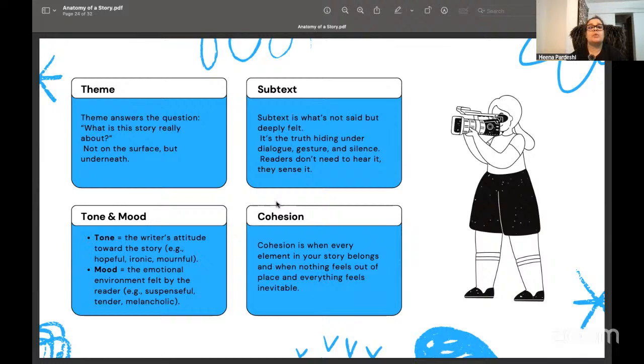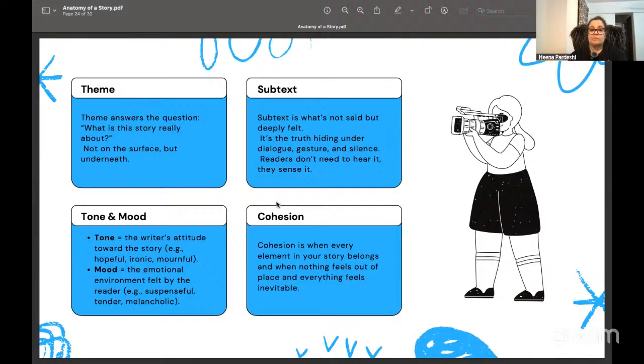Theme answers the question, what is this story really about? Not on the surface, but underneath. It's not the moral, like honesty is good. It's the exploration. What happens when we tell the truth in a dishonest world? The repercussions, the consequences. Theme isn't preached, it is revealed through choices.